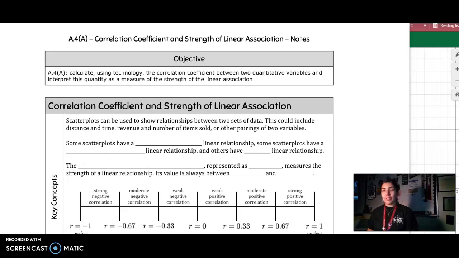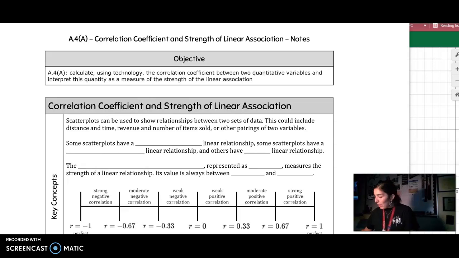Our third and final video of the day has everything to do with what's called correlation coefficient and determining the strength of a linear association. So it's going to look familiar to something that you did in middle school. It has everything to do with scatter plots. Scatter plots can be used to show relationships between two sets of data, right? All the little dots on the screen. They could be distance and time, revenue and number of items sold, or other pairings of two variables.